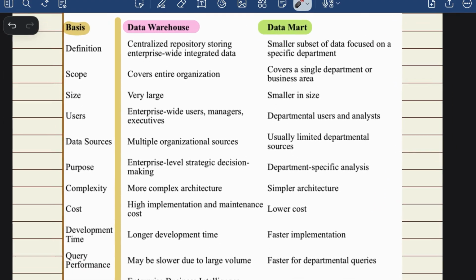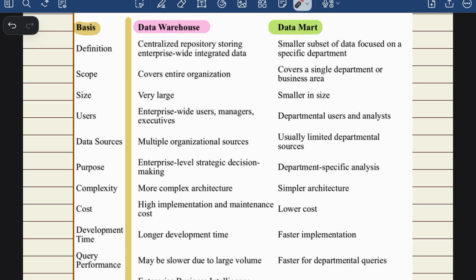So we already know this, but we'll have a quick revision of the difference between them. All right, so the data warehouse we already know. Please revise. It is the centralized repository storing what? The enterprise-wide integrated data. Whereas a data mart is smaller, you can always use the word subset. Remember, it's the keyword, subset of the data focused on a specific department.